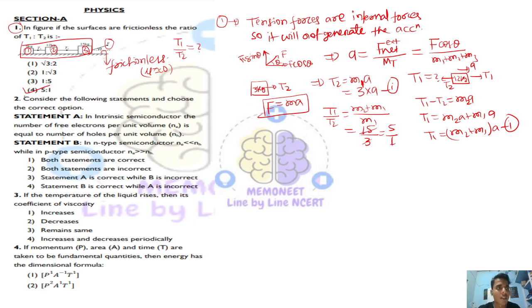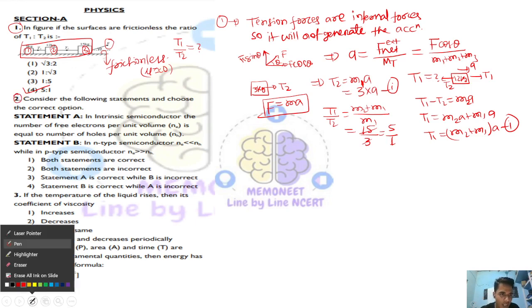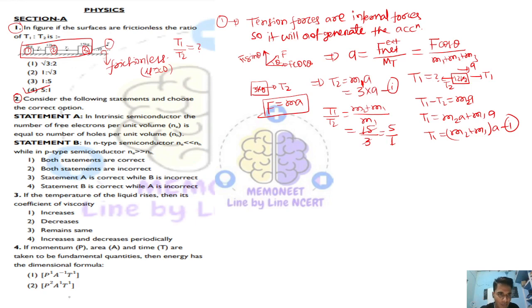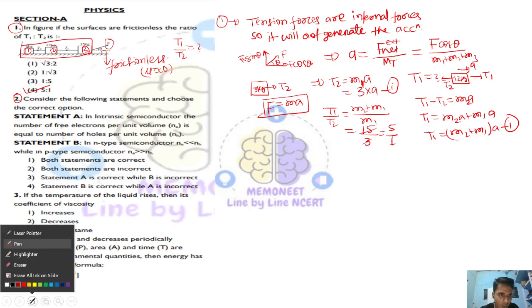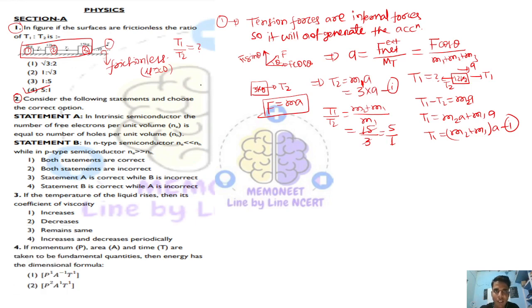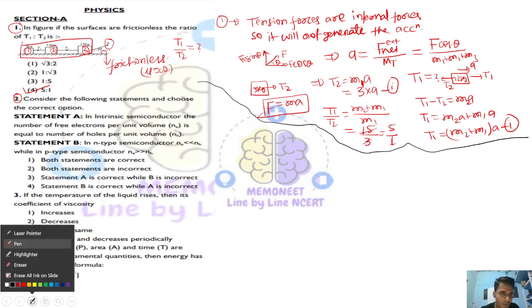Now moving to the second question. In the second question, we have a conceptual based question. So we'll try to understand the concept related to it. First, we need to separate this out so that you don't have any confusion related to it.